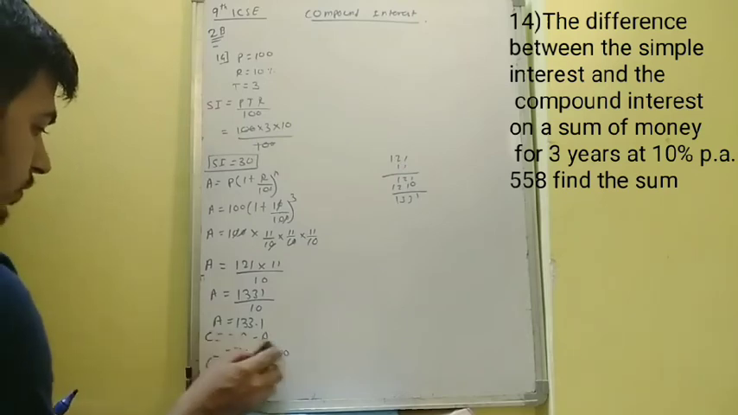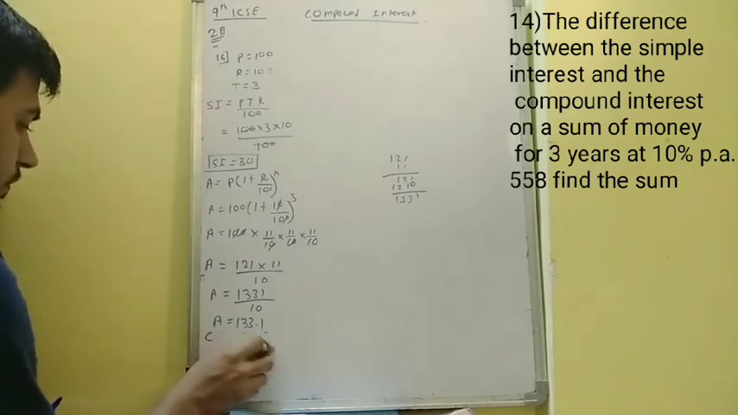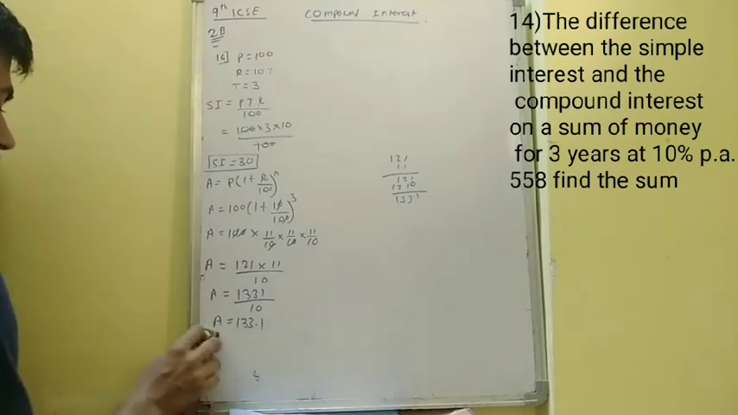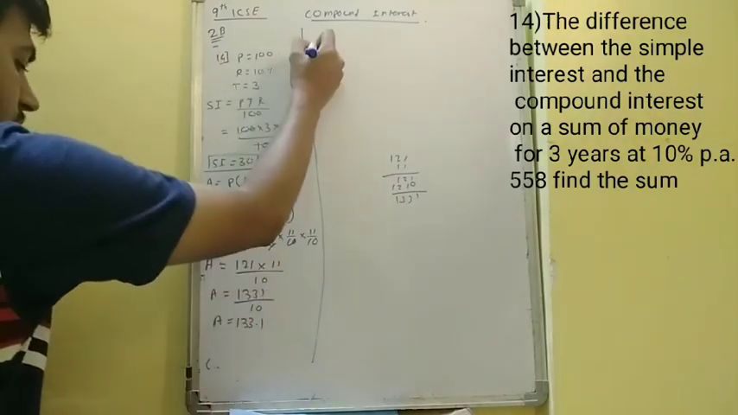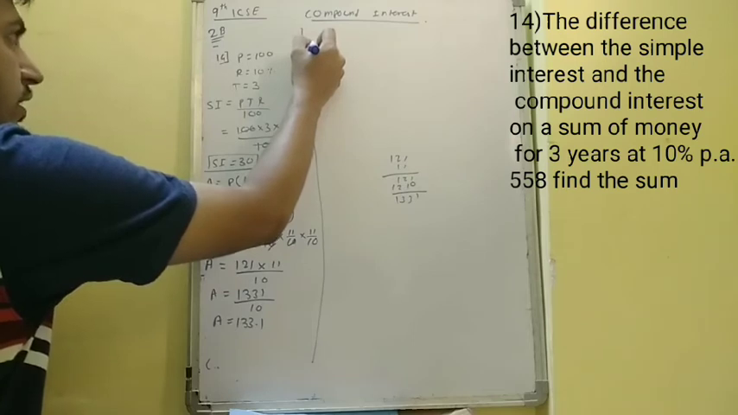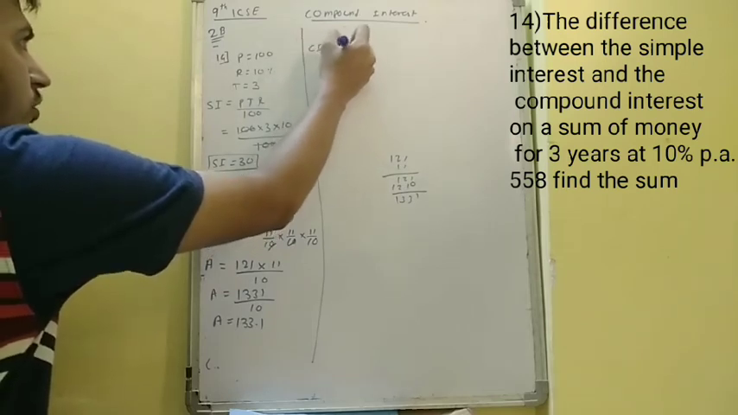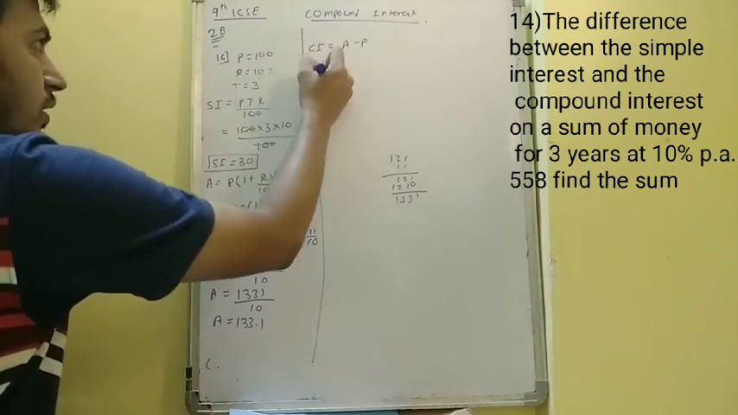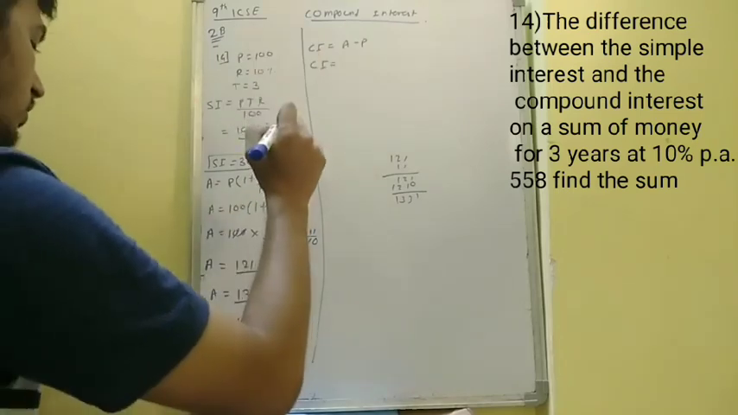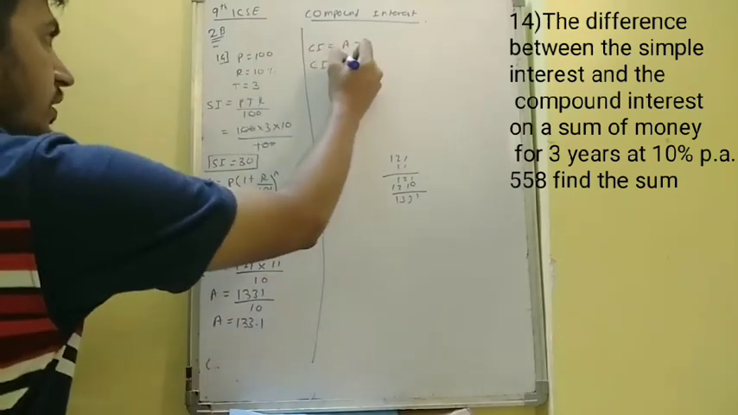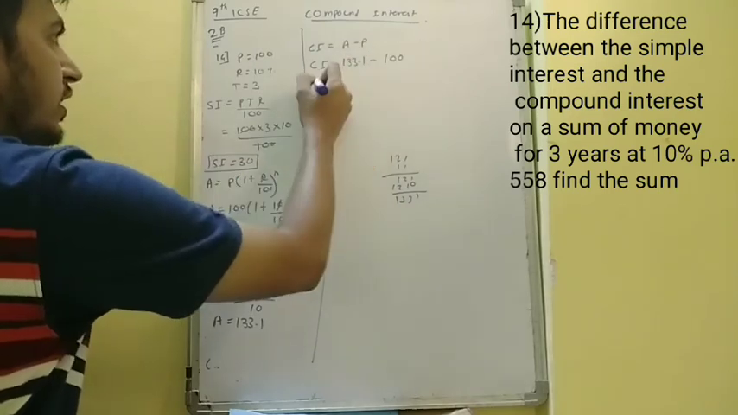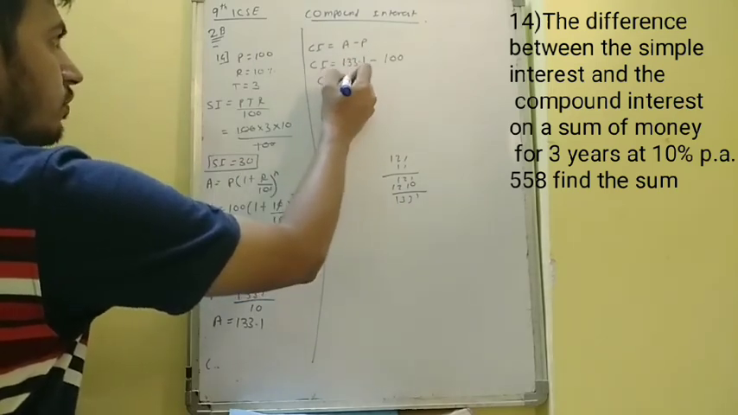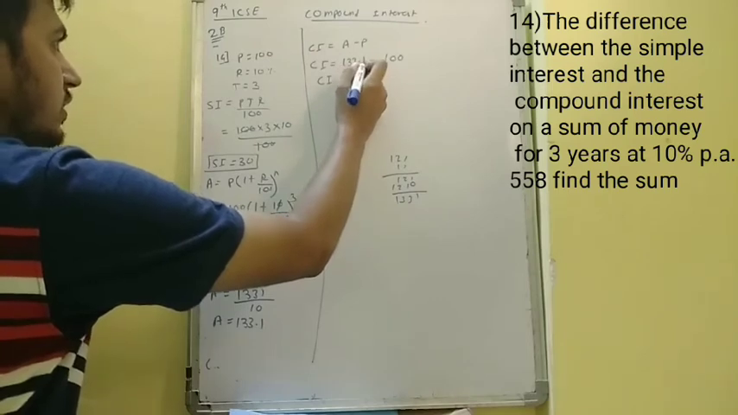I don't have space over here. I will write it over here. Amount is 133.1. Therefore, compound interest is equal to amount minus principal. Compound interest is equal to amount 133.1 minus principal 100. Therefore, the compound interest is 33.1.